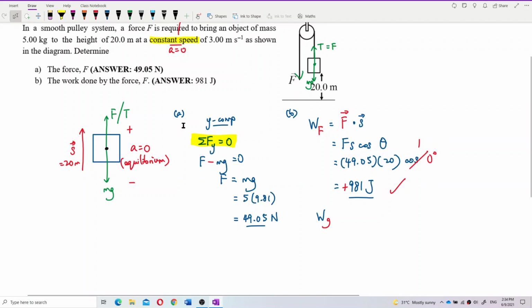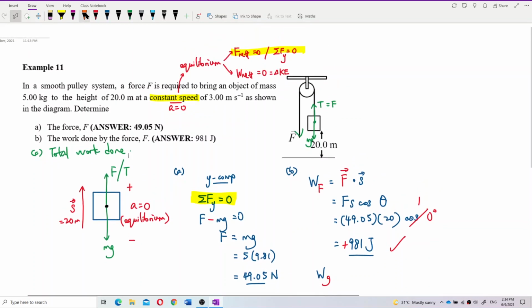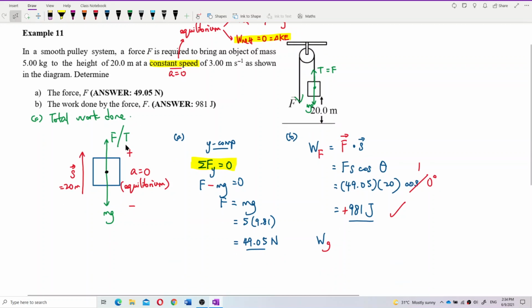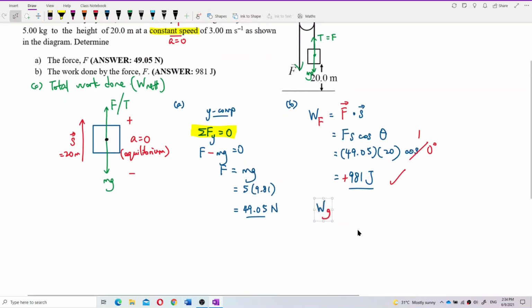Let's say question C. My question C now is I want to find the total work done. What is the total work done? I bet that the net work done must be equal to 0. I bet you the net work done will be equal to 0. You don't believe? Let's find out the net work done, the total work done. It should be equal to 0.